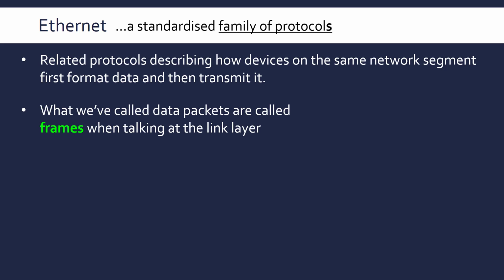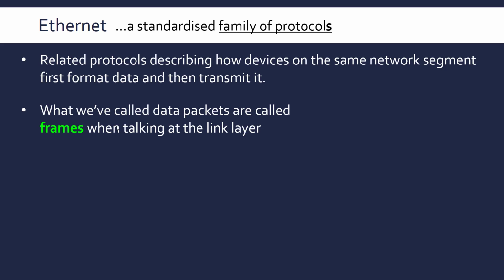Slightly confusingly, what we've called data packets are called frames when we're talking of the link layer. Often, I'm sure we'll get away with just calling them packets, but frames is the term you'll come across when you're talking about link layer protocols, as Ethernet is. Ethernet works in the link layer. And yeah, like I say, it's just another word for the same thing.